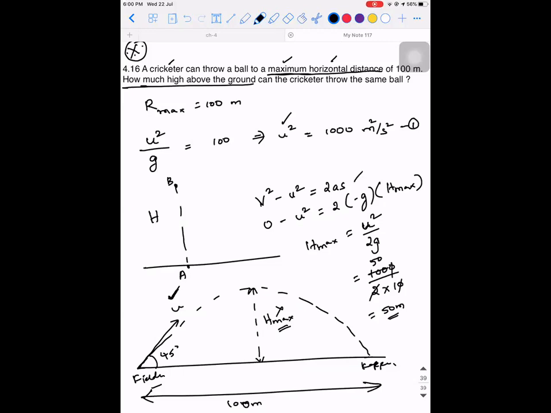See, v square minus u square is equal to 2as. If you recollect the concept which I discussed in motion under the influence of gravity, we get the maximum height as u square divided by 2g. So u square is 1000, 2 is 2 only, g is 10. So 10 gets cancelled. 100 divided by 2 will give you 50 meters. That's what I told. Okay, that is the answer. Is that clear? Yes, sir.